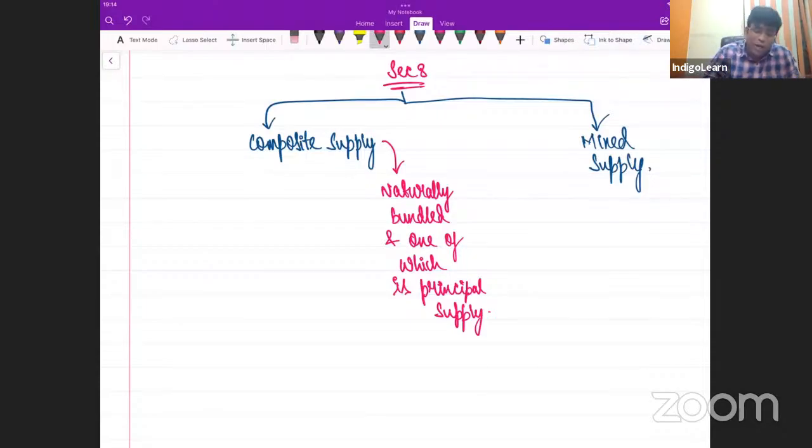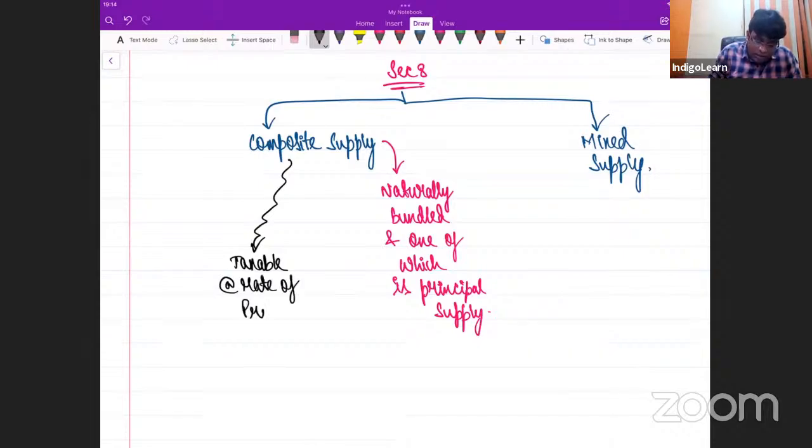Clear, friends? What the law says is that composite supply is taxable at the rate of principal supply. How do we tax composite supply, my dear friends? Composite supply is taxable at the rate of principal supply. And what is principal supply? Principal supply is that supply which is predominant in nature, the main kind of supply.